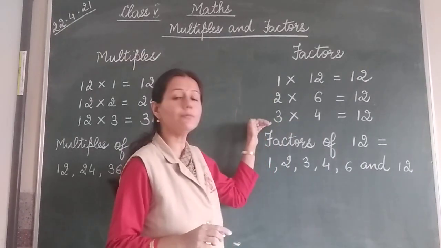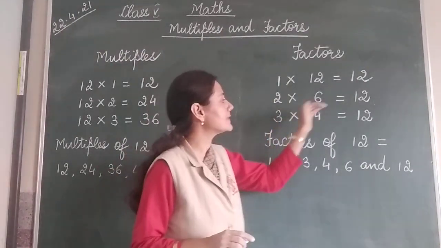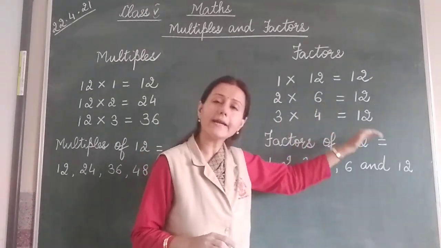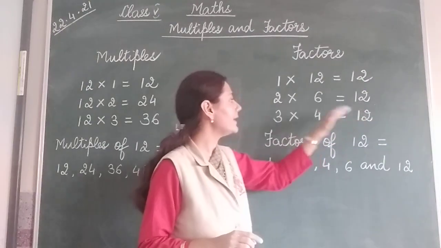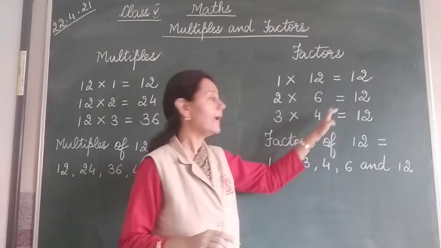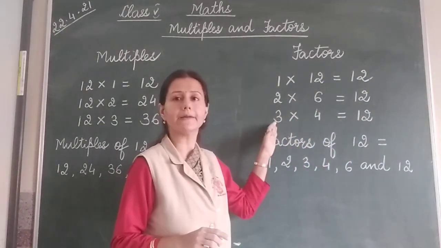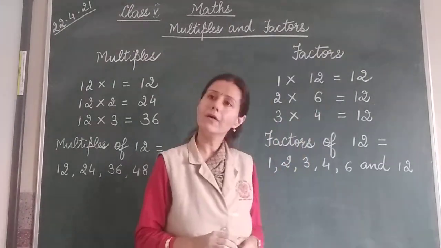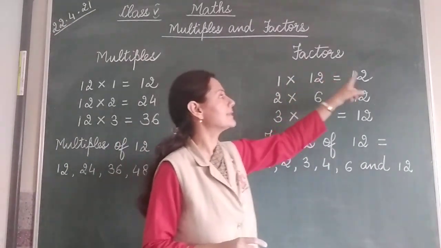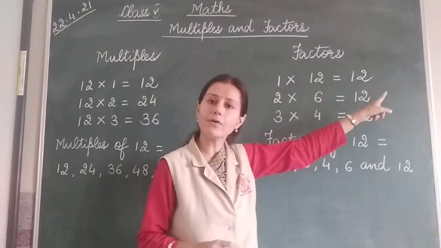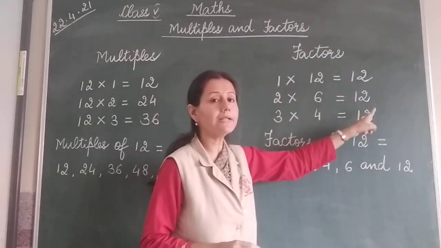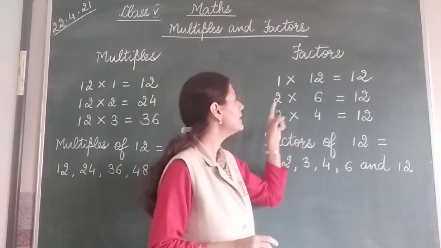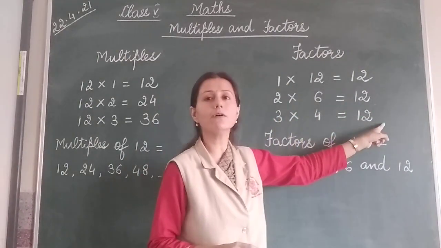Come to the next. After 2, which table comes? 3. 3 fours are 12. So 3 and 4 are the factors of 12. If you divide 12 by 3, what do you get? 4. And if you divide 12 by 4, what do you get? 3. So 12 is completely divisible by 3 also and 4 also. Beta, 1 12s are 12, so 1 and 12 are the factors of 12. 2 6 are 12, so 2 and 6 are the factors of 12. 3 4s are 12, so 3 and 4 are the factors of 12.